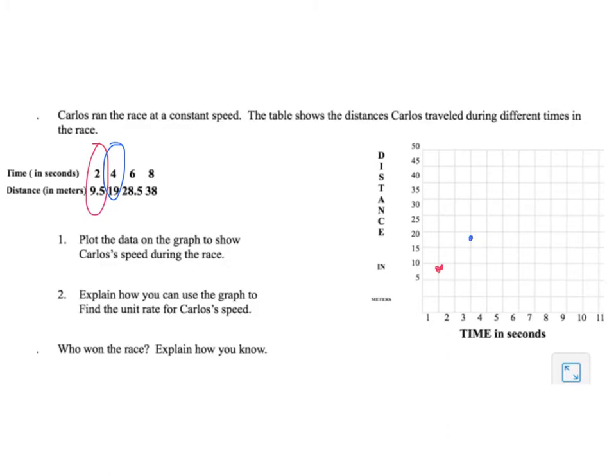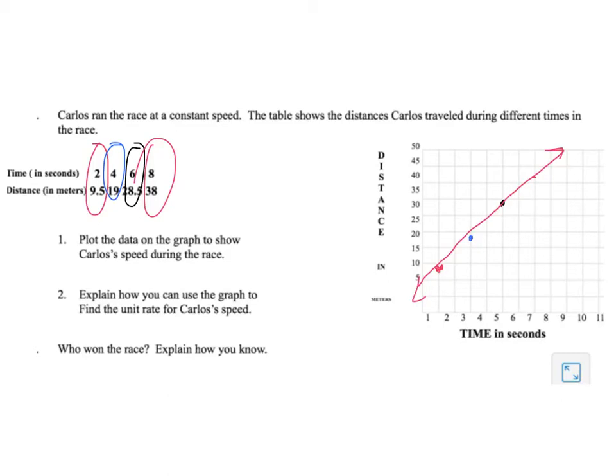Now we can look back at 6 and 28.5. It's going to go right under 30. And then we'll do the last one, 8 and 38. We're going to go right under 40. And you can see we get a straight line, showing that our points aren't going to be exact, but they are pretty constant. So it says, how can you use the graph to find the unit rate for Carlos's speed?